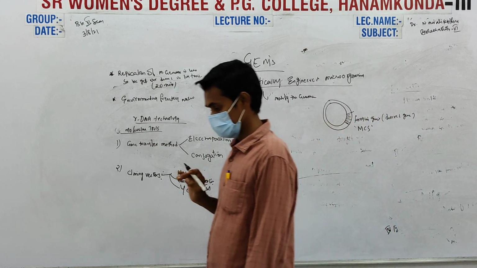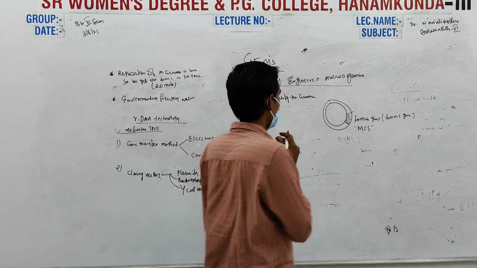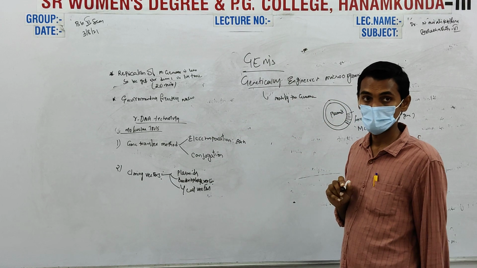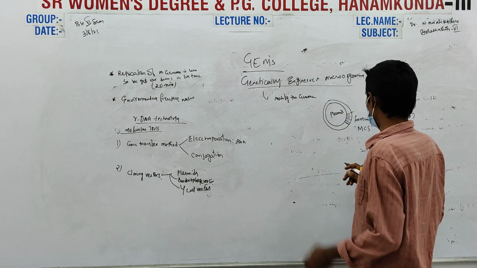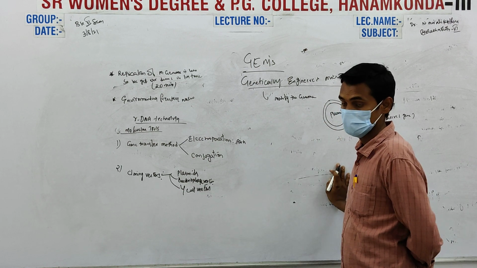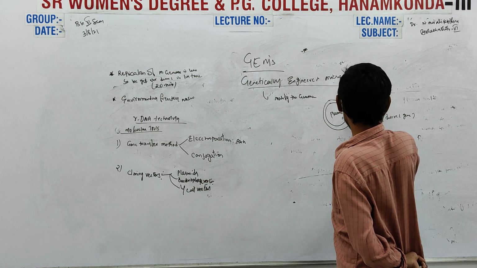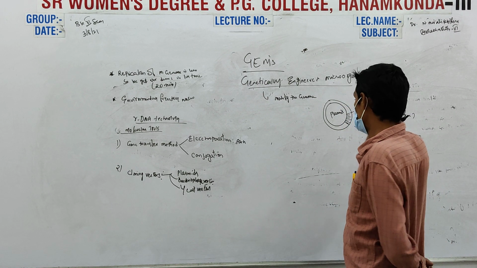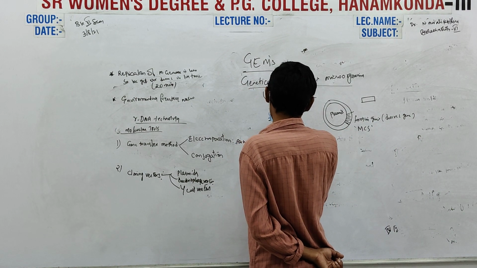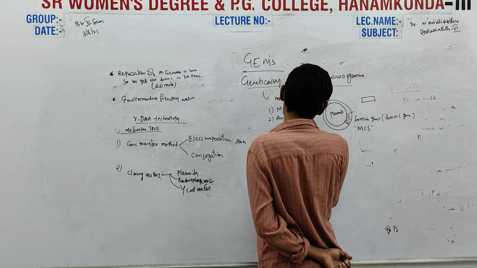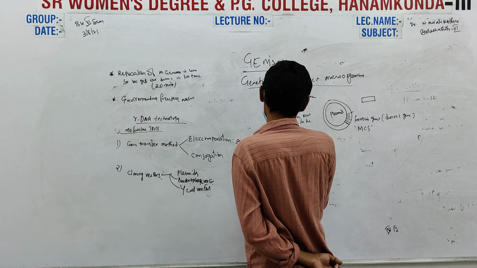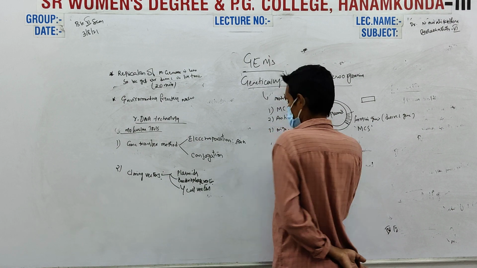If we take the plasmid, we have certain regions. One is the MCS, where we will insert the foreign sequence, that is the foreign gene. Next is the antibiotic resistance gene for selection, and the third one is the origin of replication, that is ORI.